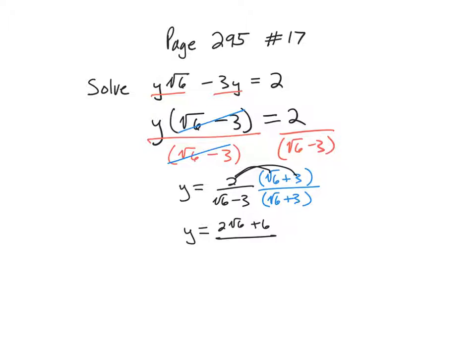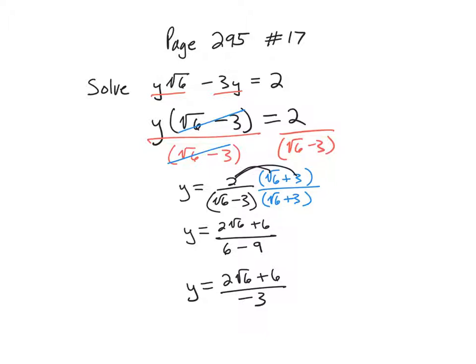divided by, and when I do FOIL on this, I end up with just my F and my L. So when I multiply radical 6 times radical 6, I get 6. The O and the I cancel, and then I multiply a negative 3 times a positive 3, that's a minus 9. That turns into 2 radical 6 plus 6 all over negative 3. You can leave your answer like that.